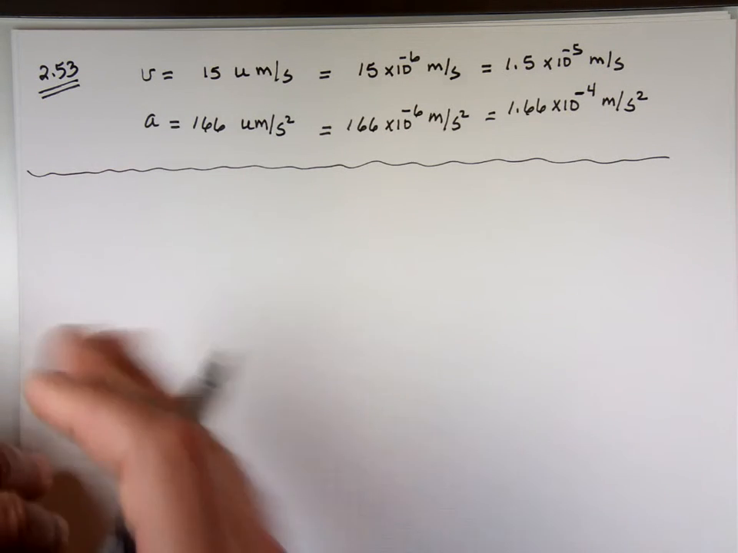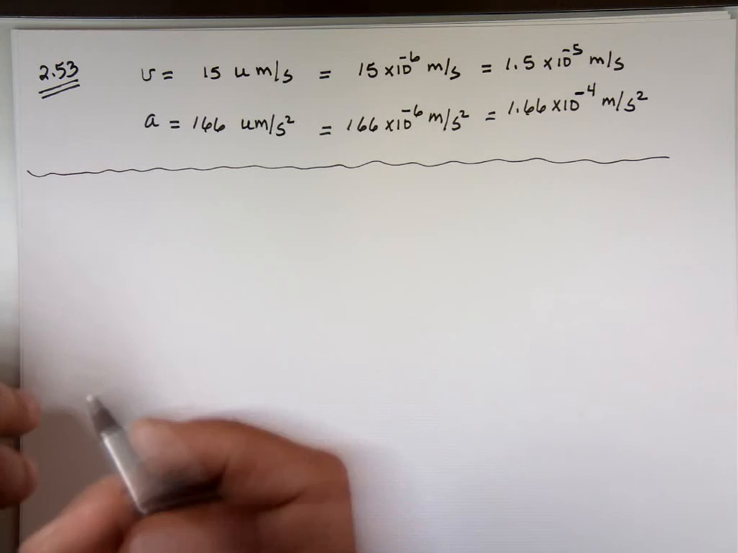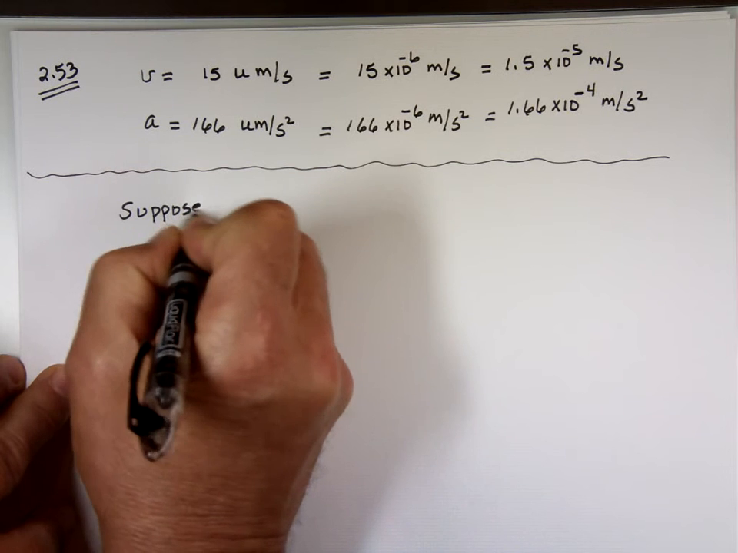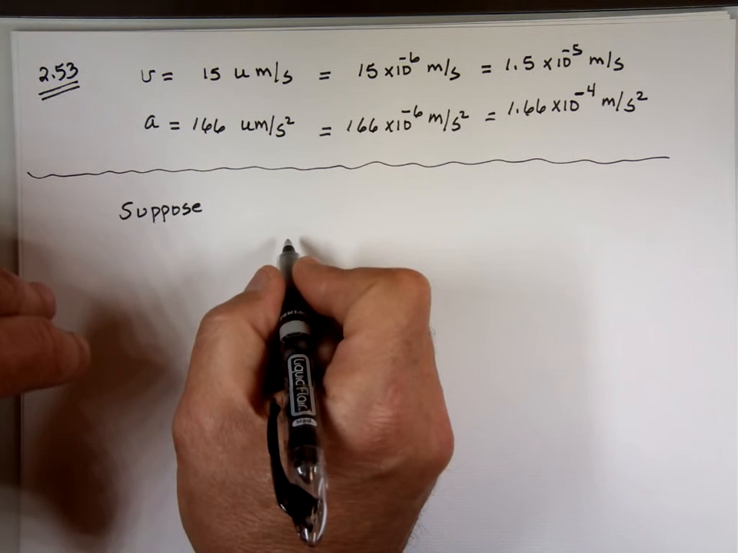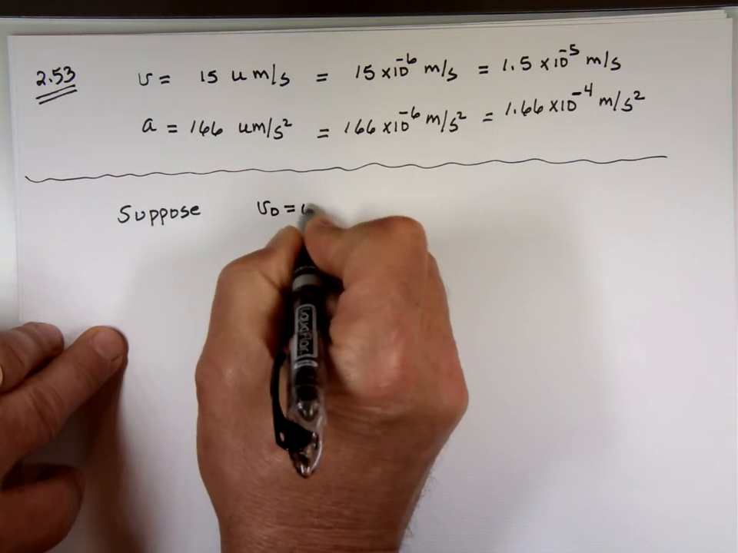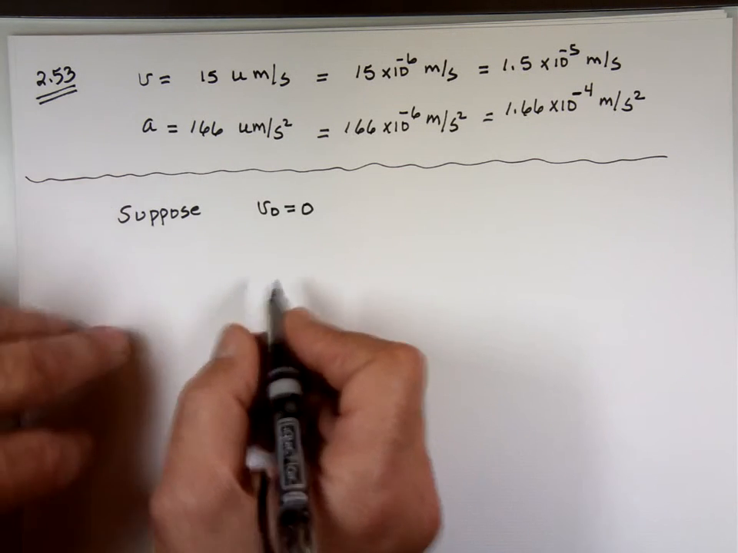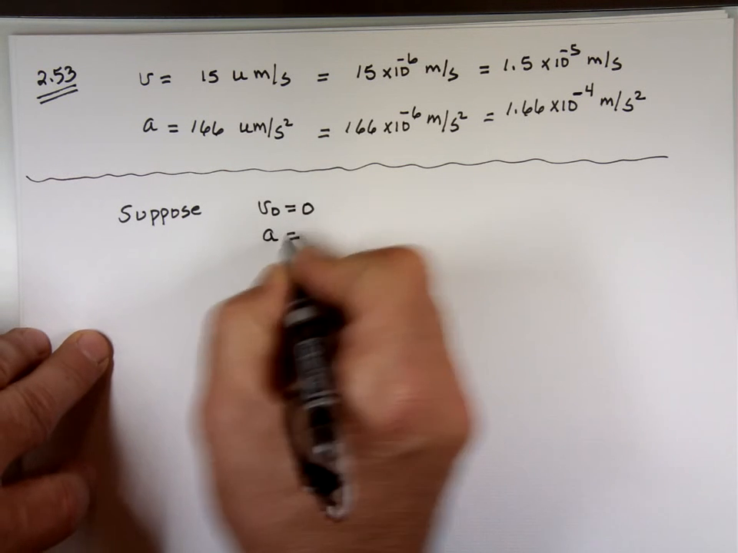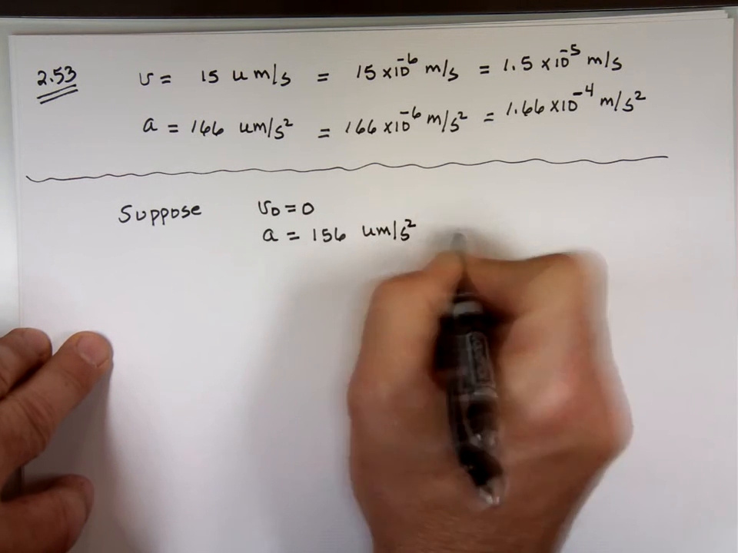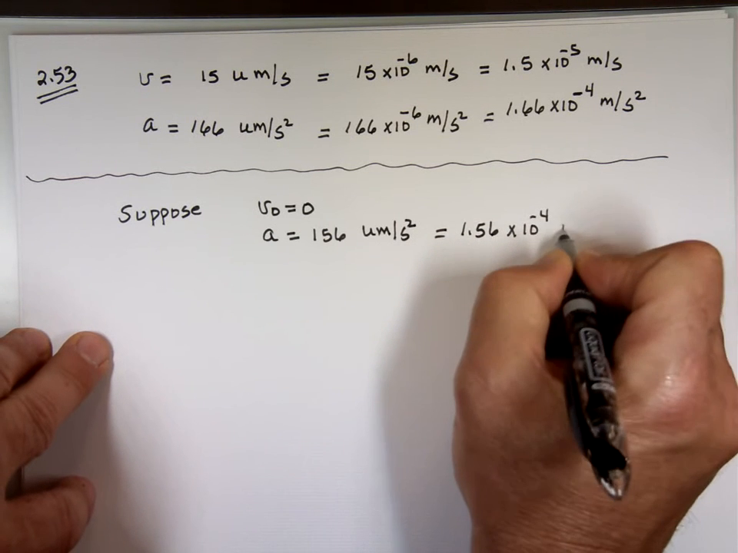Here's the part we're interested in. It says, suppose that the E. coli bacteria that we have, that's what they're talking about. Let's assume that this E. coli bacteria that we have in our intestine starts at rest. That means it has initial velocity of what? 0. It has acceleration of 156. Now 166, 156. Assume that, which is 1.56 times 10 to the negative 4 meters per second squared.